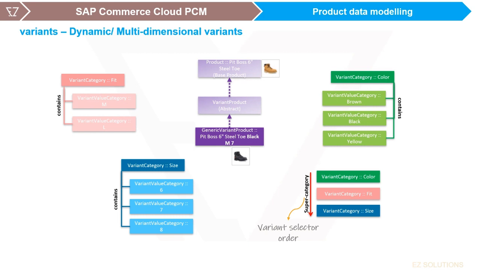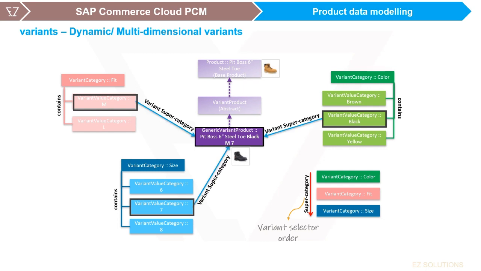Finally, we can create generic variant products. In our example, it's a Pit Boss 6 inches steel toe because it is associated with our Pit Boss 6 inches steel toe product through its base product property. Now we can put the variant value category items together with the generic variant product. We assign black, 7 inches and medium as the generic variant product supercategories. With this assignment, the generic variant product becomes a black 7 medium Pit Boss 6 inches steel toe.